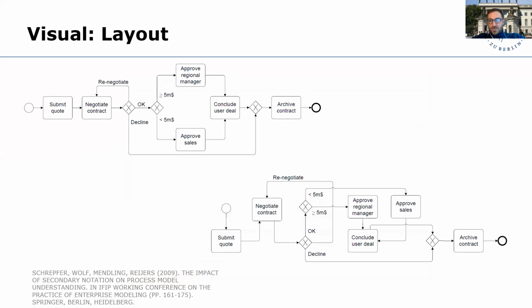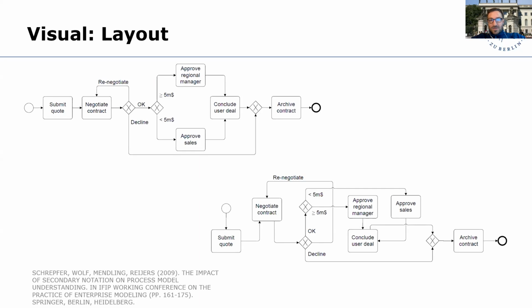And if you look at these 2 examples here, you may find it difficult to understand at first glance that this is actually the same process. It's not the same process, let's say, from a domain sense, but actually the diagram is exactly the same from a logical perspective. So it's the same elements connected by the same arcs. But we can very clearly see that the layout that was chosen on the right-hand side has been done in such a way that the overall structure of the diagram is confused.